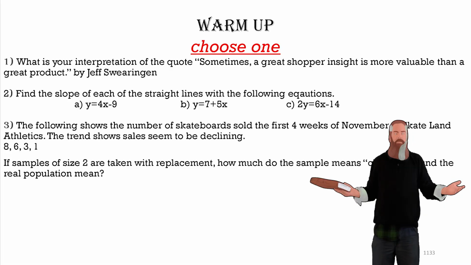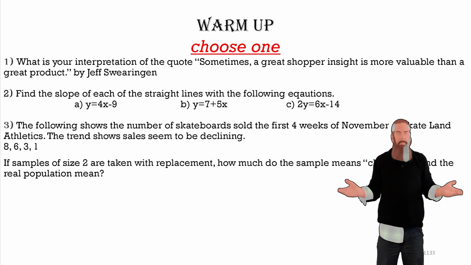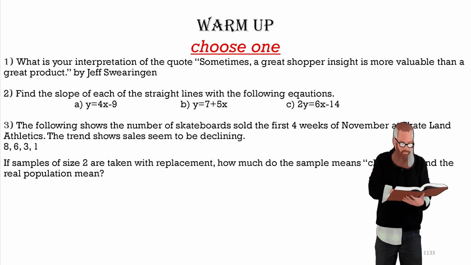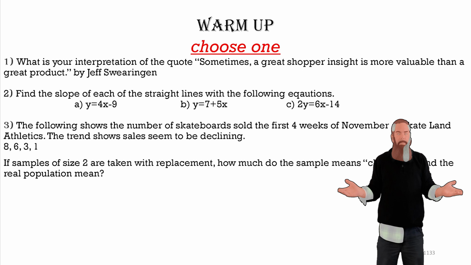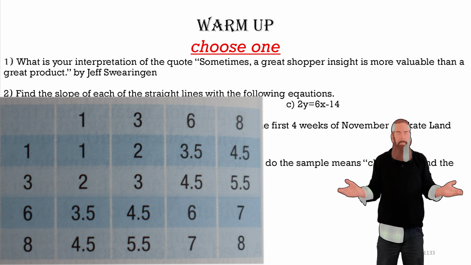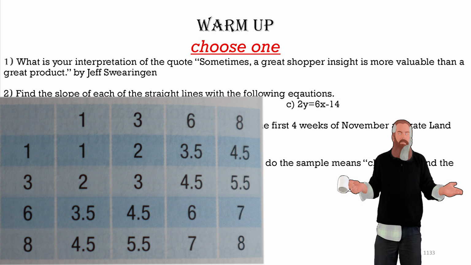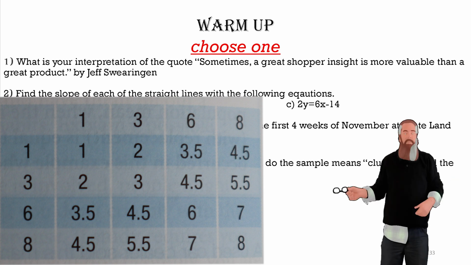Now let's take a look at a problem you will be able to do by the end of this lesson. The following shows the number of skateboards sold for the first 4 weeks of November at Skateland Athletics. The trend shows sales seem to be declining. If samples of size 2 were taken with replacement, how much do the sample means cluster around the real population mean? You're going to use this data to uncover a very important property of sample means. First, set up all possible samples of size 2 taken with replacement. It might be helpful to build a table to organize your data and a simple mean.